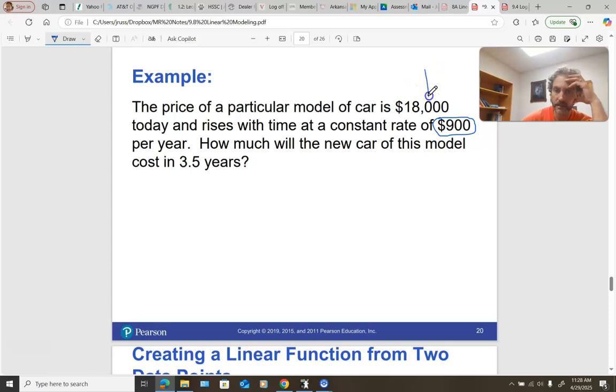And this is actually your initial value, okay? Because that's what the car costs today. Because what we're trying to do is model the cost of this car into the future. So the initial cost, or b in other words, is $18,000, but the price is going to rise by $900 per year. So we want to figure out how much will the new car cost in 3.5 years. Okay.